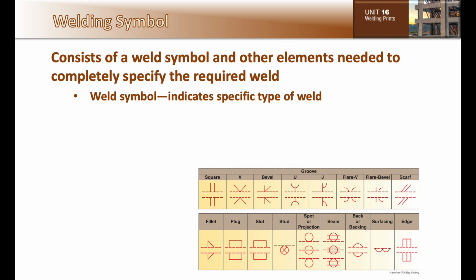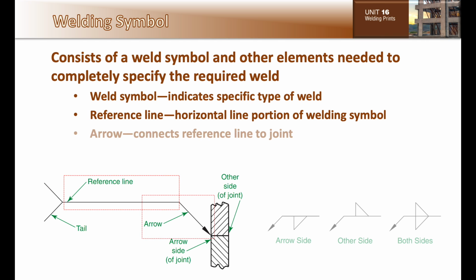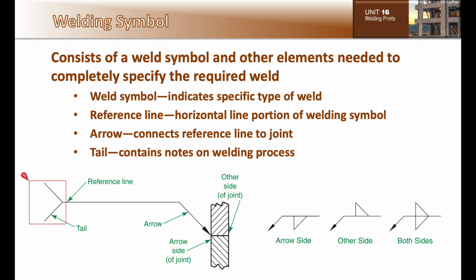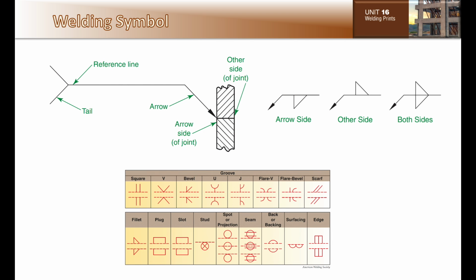They include the weld symbol, which indicates the specific type of weld to be completed. The reference line, the horizontal line portion of the welding symbol. The arrow, which connects the reference line to the welding joint. And the tail, which contains notes on the welding process. Pause the video here and review the information we just talked about.